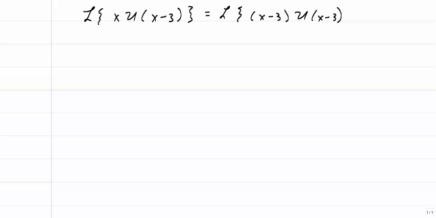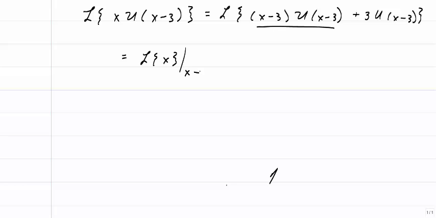I'm also going to have to subtract out what I just added, or in this case, add what I just subtracted, because if I did the distributive property here, I would find that I had x u of x minus 3 minus 3 u of x minus 3. So I have to add 3 u of x minus 3 in order to have it equal what I started. So now that I have that, the Laplace transform of the first term I'm going to write as the Laplace transform of simply x, again noticing that x really was x minus 3, plus 3 times the Laplace transform of u of x minus 3. And that I have in my table.